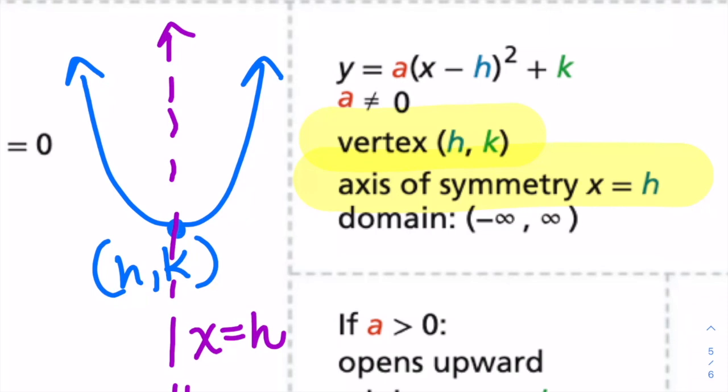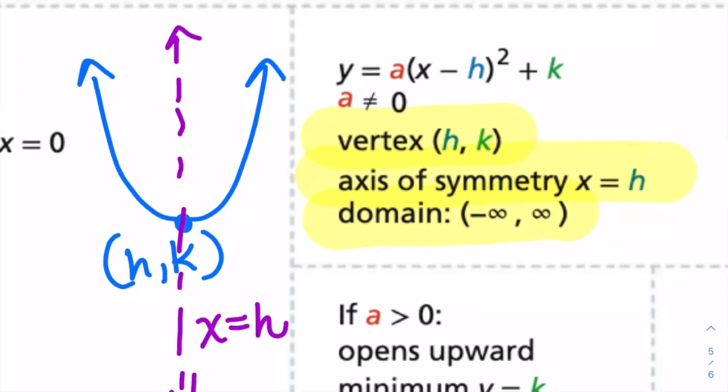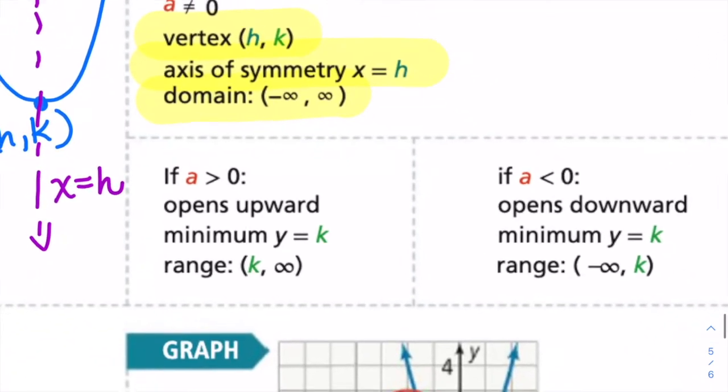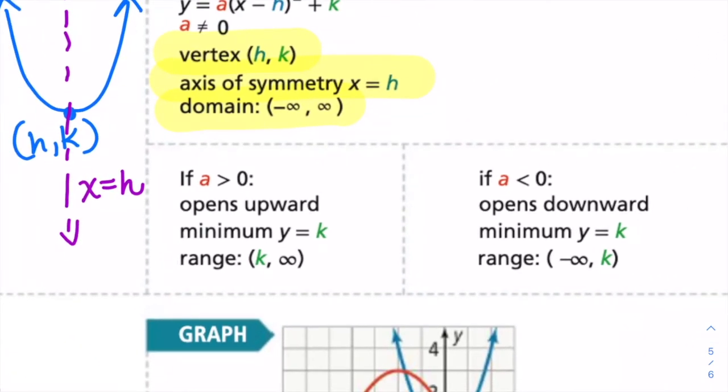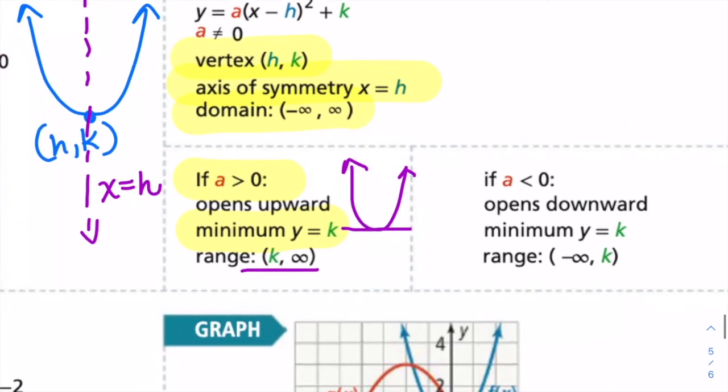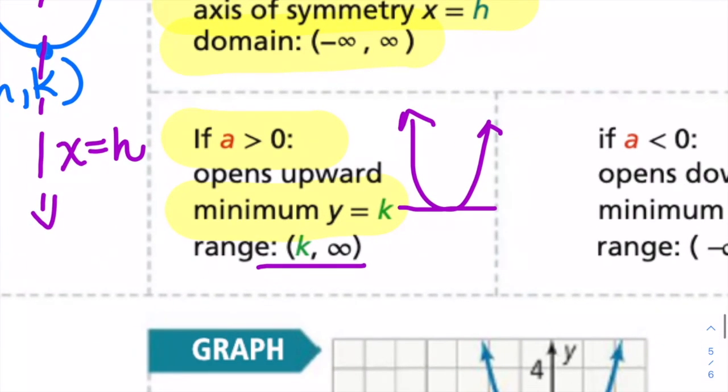The domain of all quadratic functions is all real numbers, negative infinity to infinity. It's really important to remember that when a parabola opens up, it's going to have a minimum at that k value. So here is the minimum, y equals k. So the range will be k and then everything above k, so k to infinity. And remember, that'll be closed. Even though this has a parenthesis, we know that would have a bracket.